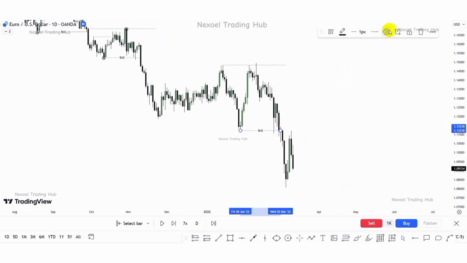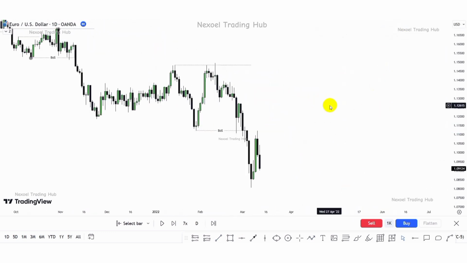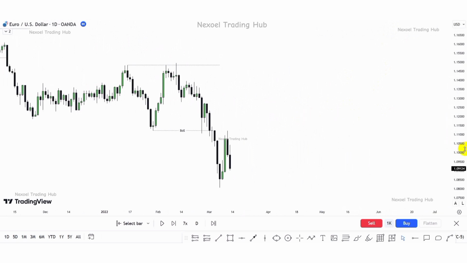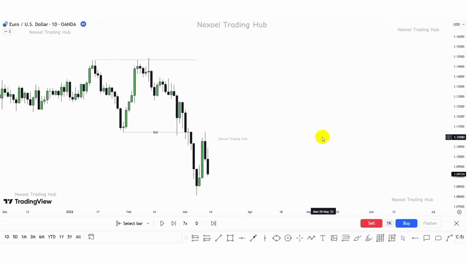So we have to identify where our buy side liquidity is. What we can see is a fall here. Here's a pullback. Price fell. Here is a fall, here is a pullback. Then price fell to the downside. Here's a fall, a pullback. Price fell to the downside.